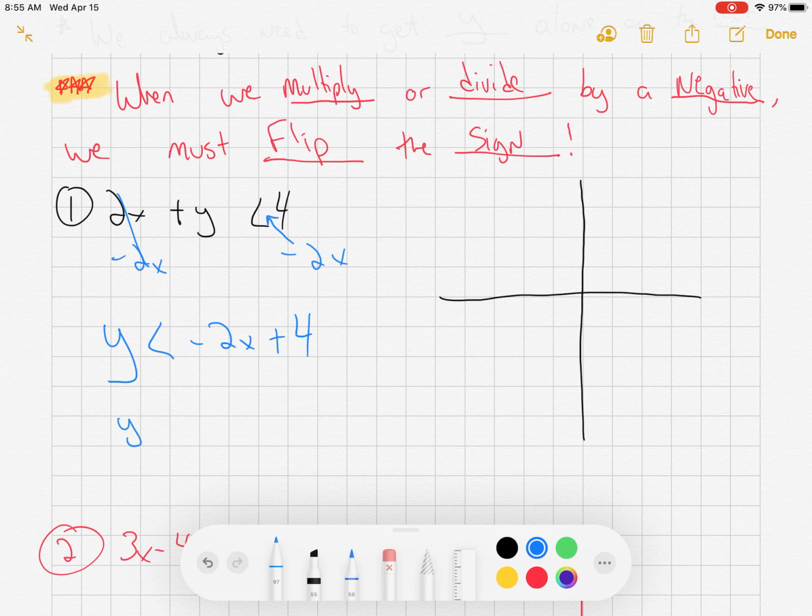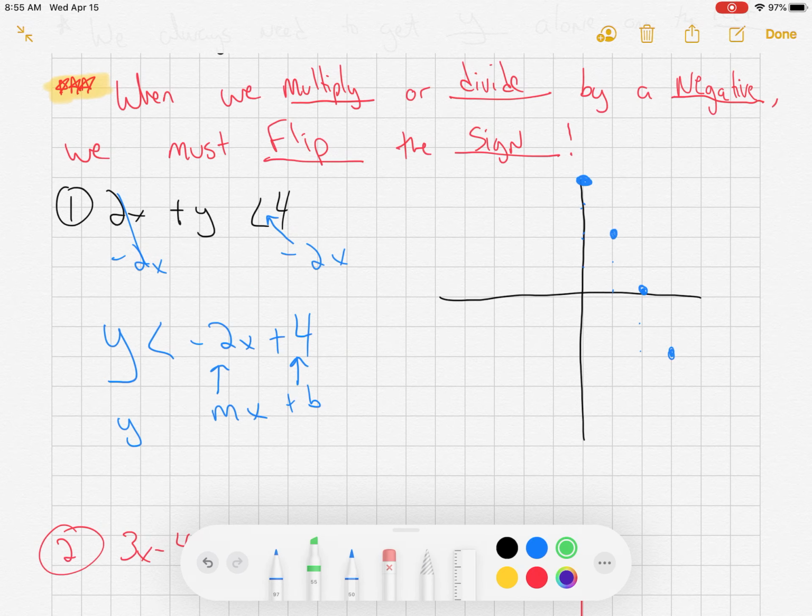Okay, now we got to figure out, hey, where do we start? Well, again, y equals mx plus b. B tells us that we're going to start up 4 on the y-axis. So I'm going to start 1, 2, 3, 4. I'm going to start right there. My m value, my slope, is negative 2. That means I'm going to end up going down the hill. So I'm going to go down 2, right 1, down 2, right 1, down 2, right 1.